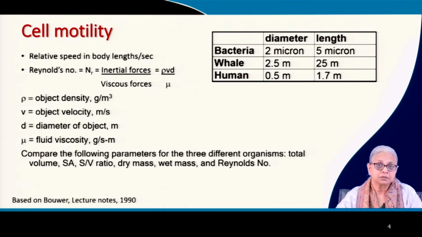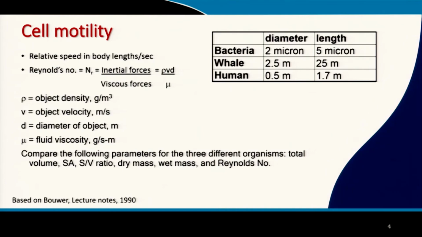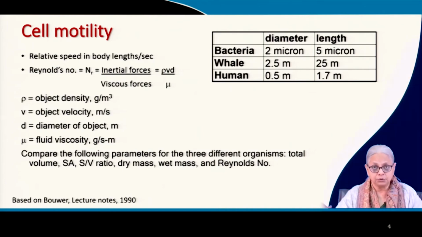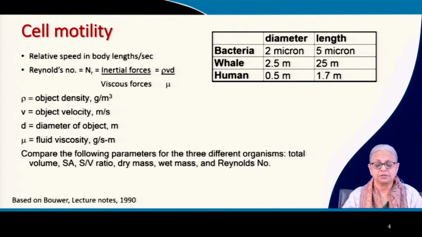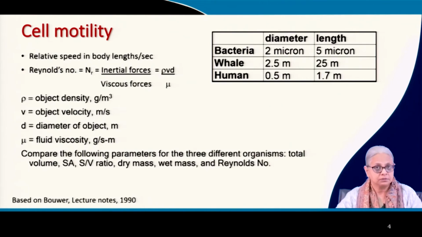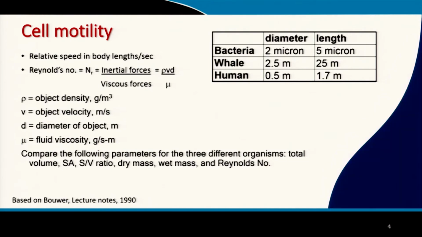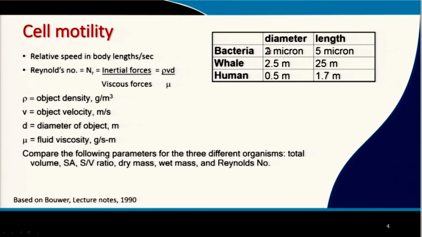The diameter is right in between. So we have 0.5 meters diameter, assuming that we are elongated cylinders. This is a very simplistic way of doing things, but we do this in engineering all the time. So we are following the same ideas. And the length is about, let's say, 1.7 meters. For doing these calculations, we are going to assume that each one of these organisms is a cylinder with the diameter and the length that is shown over here.